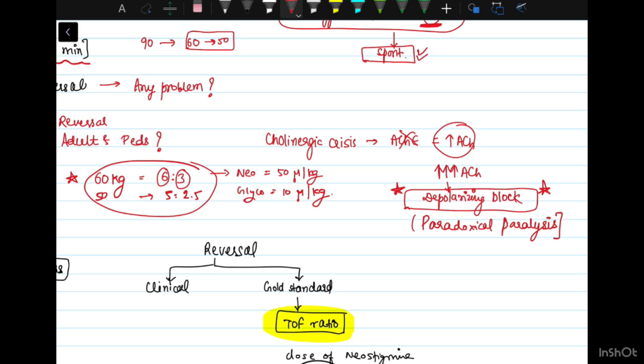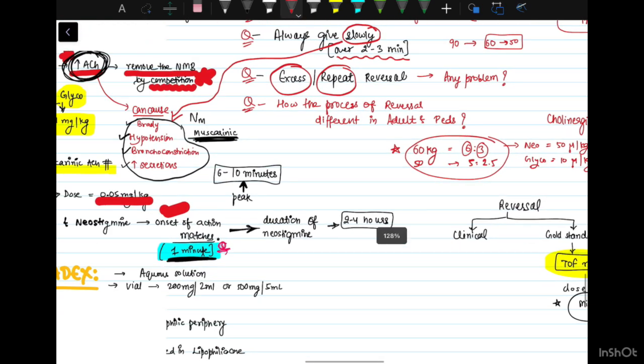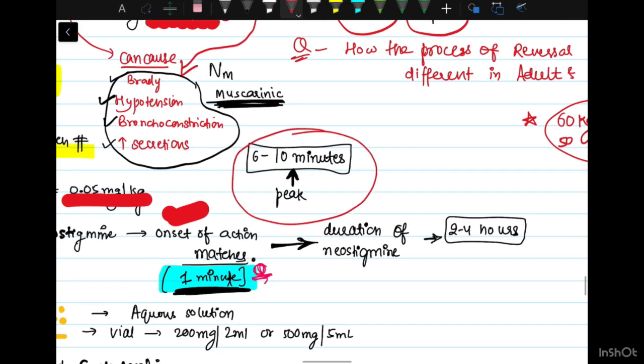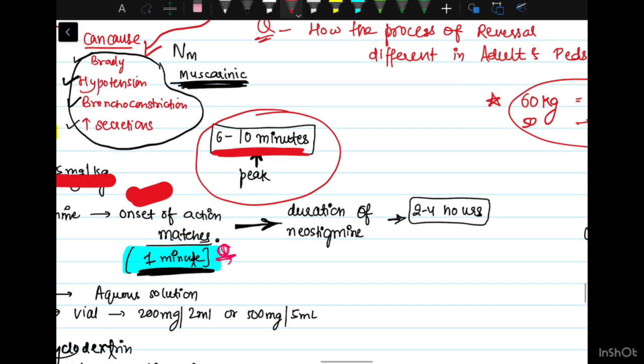Then suppose you still want to repeat and you have high suspicion that there is no other cause of the patient not coming out of the reversal. If you have made the decision of repeating it, remember the peak effect of neostigmine comes in 6 to 10 minutes. So you should not repeat it within 10 minutes of giving the first dose of reversal. 10 minutes is the minimum time that you should allow before repeating another dose of neostigmine. Don't be in a hurry to repeat neostigmine because there may be other causes of the patient not coming out of the reversal. And the duration of neostigmine is 2 to 4 hours.